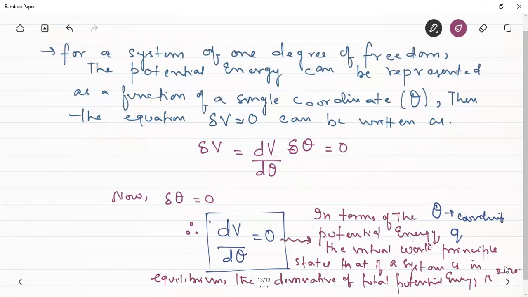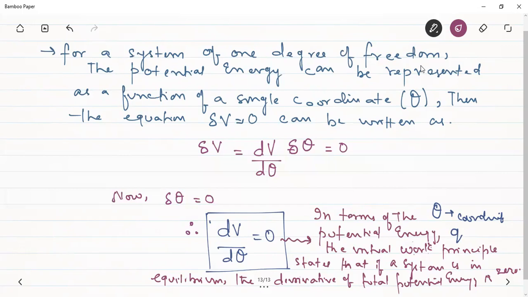This holds for a system where the active forces are conservative forces. So this is the condition of equilibrium in terms of the potential energy. This was the heading, potential energy as a criterion for equilibrium, and at last we have arrived at the result that dV by d theta is zero. Theta is a coordinate; it can be a linear displacement or an angular displacement, which will be seen in the questions. The derivative of the potential energy with respect to this coordinate should be zero for equilibrium.